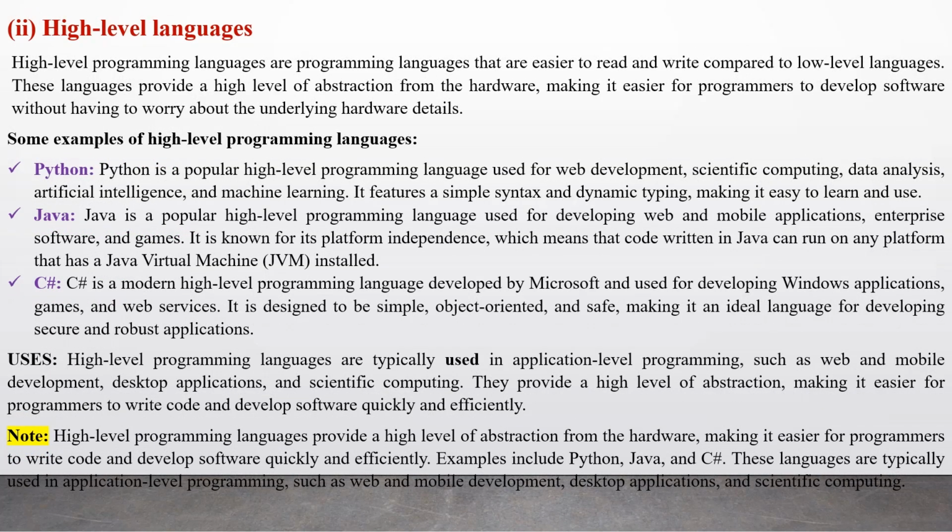The next programming language is the high-level languages. High-level programming languages are programming languages that are easier to read and write compared to low-level languages. These languages provide a high level of abstraction from the hardware, making it easier for programmers to develop software without having to worry about the underlying hardware details. Here are some examples of high-level programming languages.